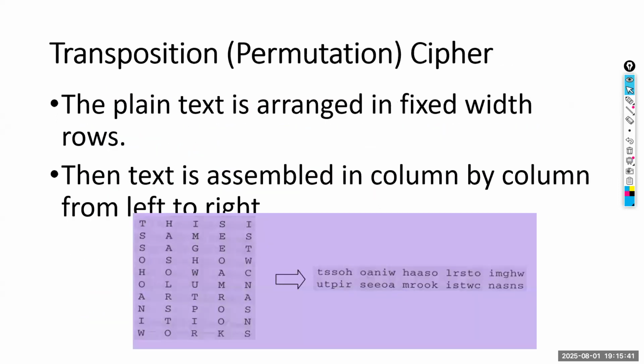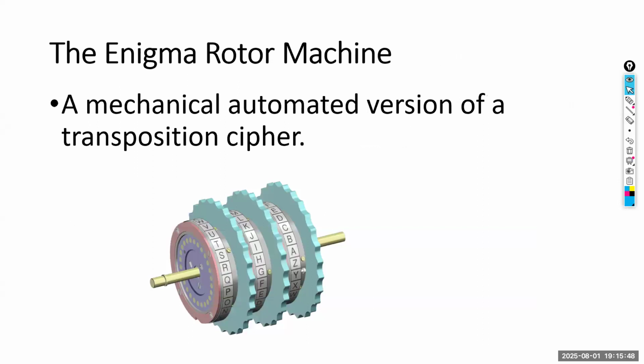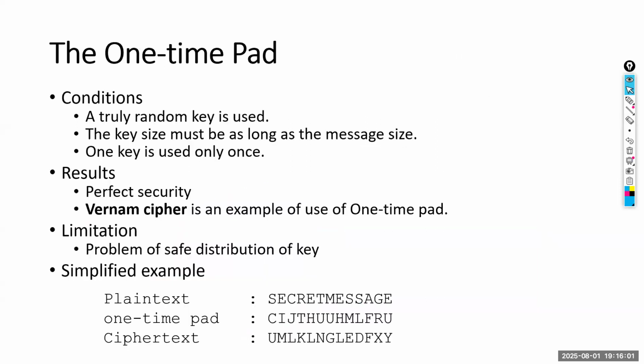Right. So then we look at the transposition ciphers, which do use permutation, and also the mechanical form of that, the Enigma rotor machine, which was used in World War II to encrypt and decrypt war-related messages. And also we look at what the one-time pad is.